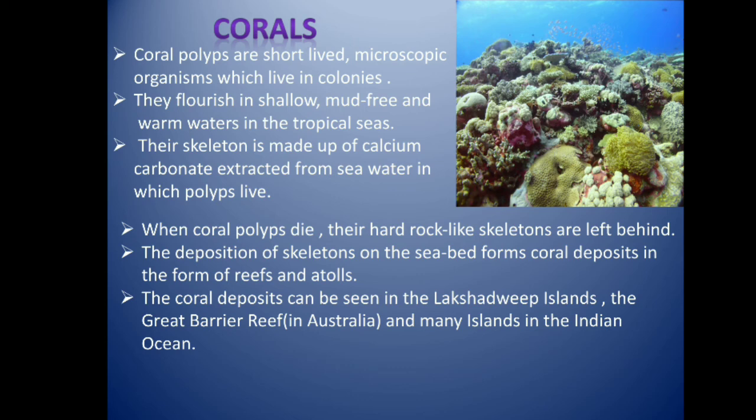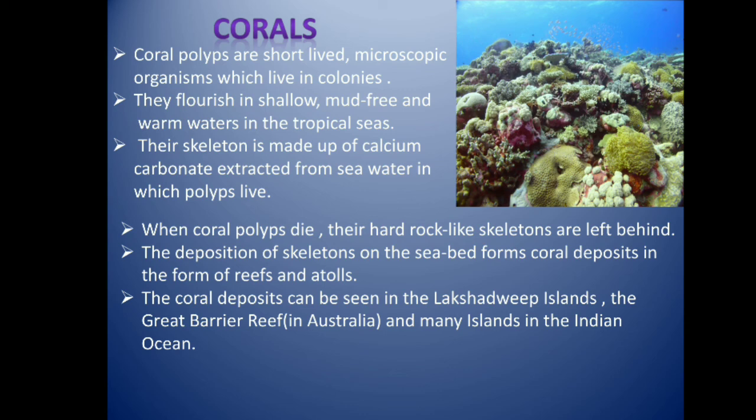The coral deposits can be seen in the Lakshadweep Islands, the Great Barrier Reef that can be seen in Australia, and many islands in the Indian Ocean. So what are these corals? Coral polyps are short-lived microscopic organisms and they live in colonies. And where do they flourish? They flourish in shallow, mud-free and warm waters in the tropical seas.